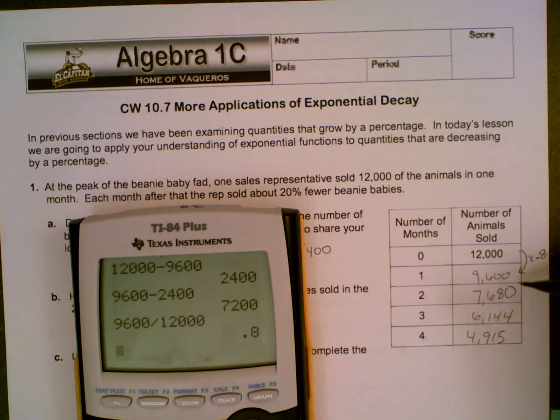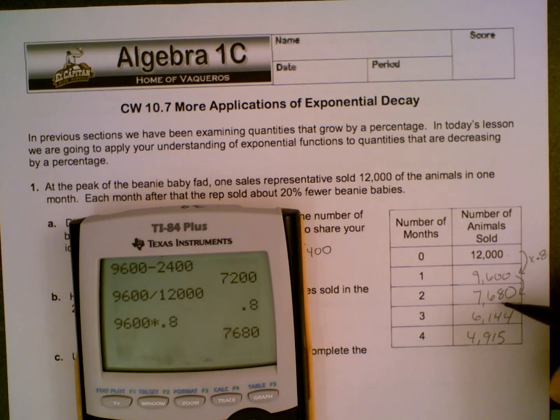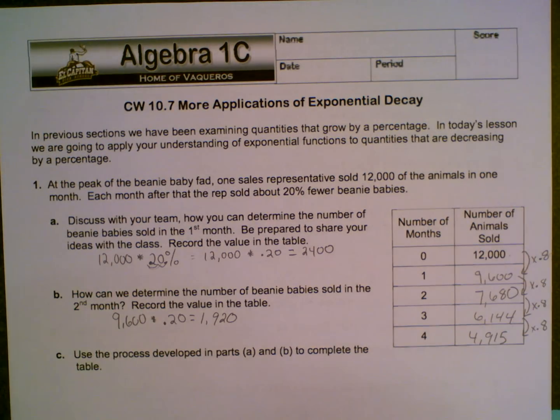Okay. And let's just make sure that works. So let's take 9,600 times 0.8. And yes, we do get 7,680. So to answer question D, is this linear or exponential? It's exponential.